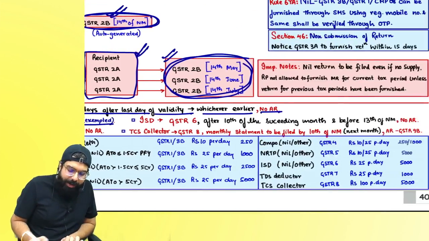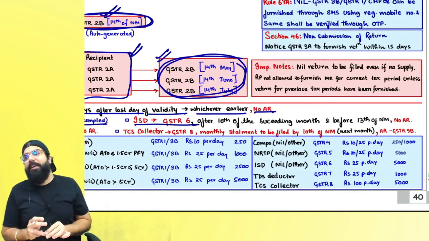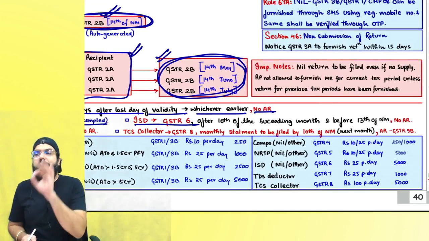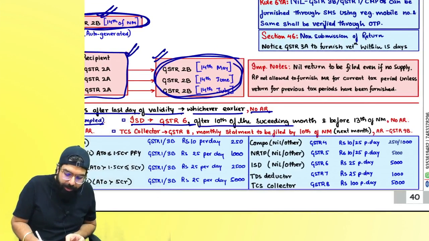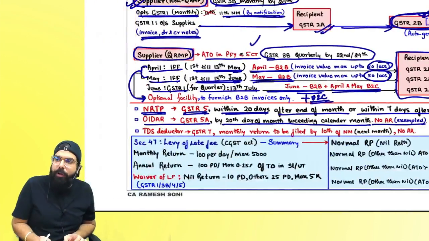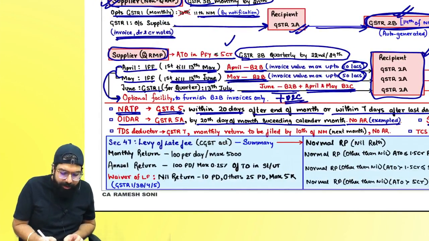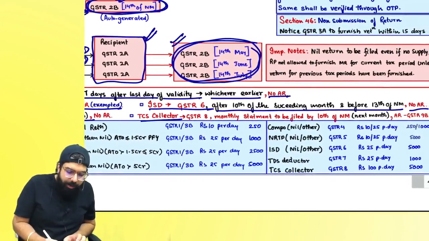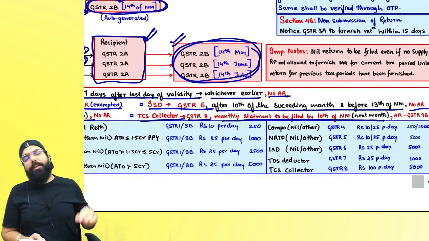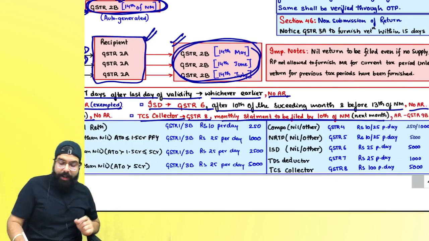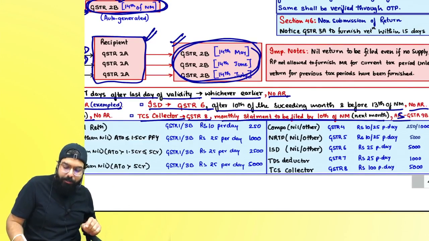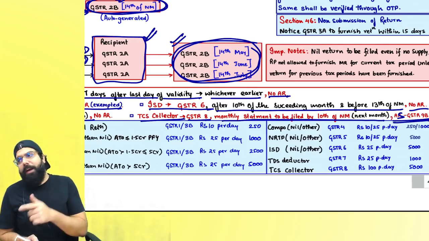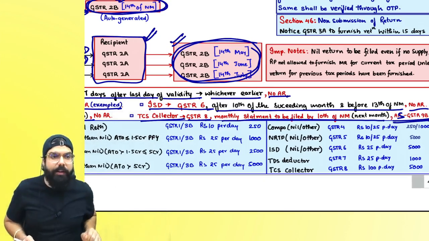They have been exempted. ISD will go ahead and file GSTR 6, and GSTR 6 is to be filed between 10th to 13th, and they also are not required to file any annual return. TDS deducted, GSTR 7 by the 10th of the next month, and they are also not required to file any annual return. TCS collected, GSTR 8, monthly statement to be filed by 10th of the next month. Their annual return is not there, annual statement is there, which is GSTR 9B. Are we clear till here, everyone?